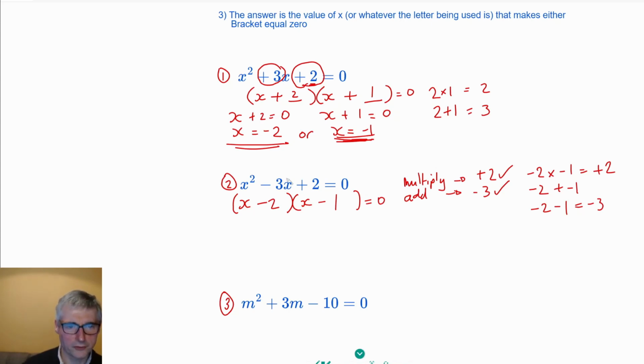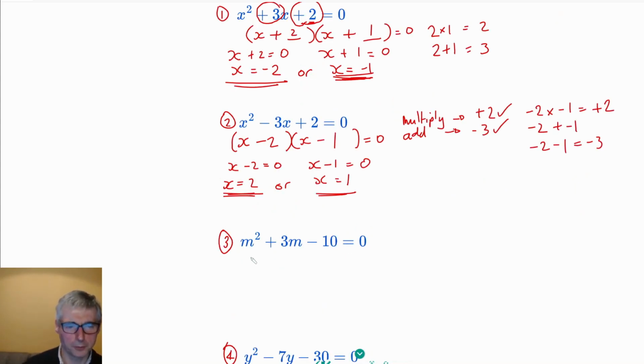So now we need to look at our two brackets and find the value of x that would make the brackets equal 0. So for the first bracket we've got x minus 2 equals 0, and we can see that if x was 2 there, then actually that would make that bracket 0. So the first solution is that x is equal to 2, and the second solution comes from the second bracket equaling 0. So that is x minus 1 equals 0, and the value of x that would make that true would be if x was equal to 1. So there are two solutions for this second example.